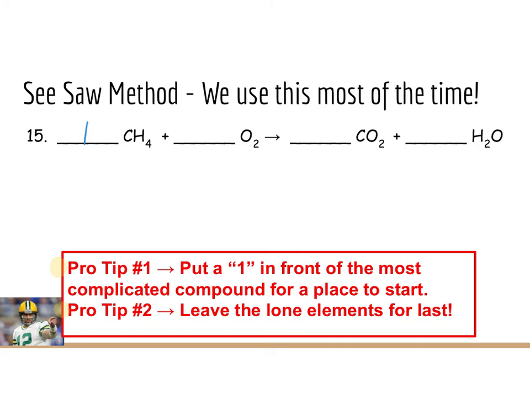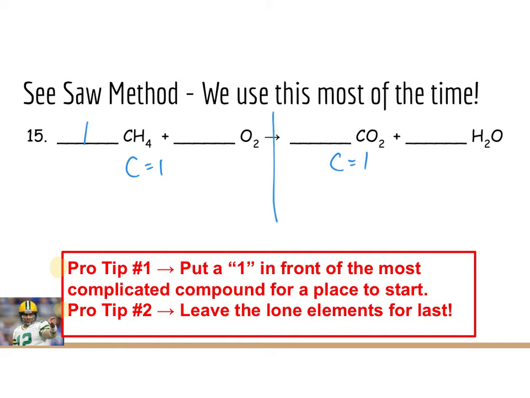So where's our lone element? Pro tip number 2. Maybe you see that our oxygen is all by itself. So I'm going to leave that for last according to this pro tip. So leave the oxygens for last. I'm just counting still. All right, I've got 1 carbon over here. Once that 1 distributes, on the right side, I also have 1 carbon. So far, so good. The carbons are good.